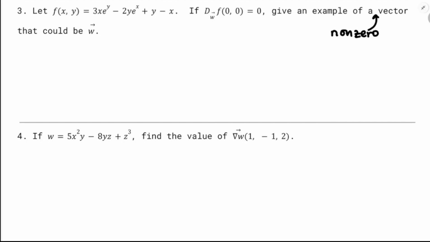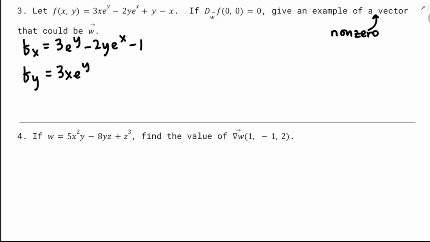All right, so what was I thinking? Oh, I need fx, the derivative with respect to x, and so that'll be 3e to the y minus 2y e to the x minus 1. Fy is going to equal 3x e to the y, because e to the y is its own derivative, minus 2e to the x plus 1.